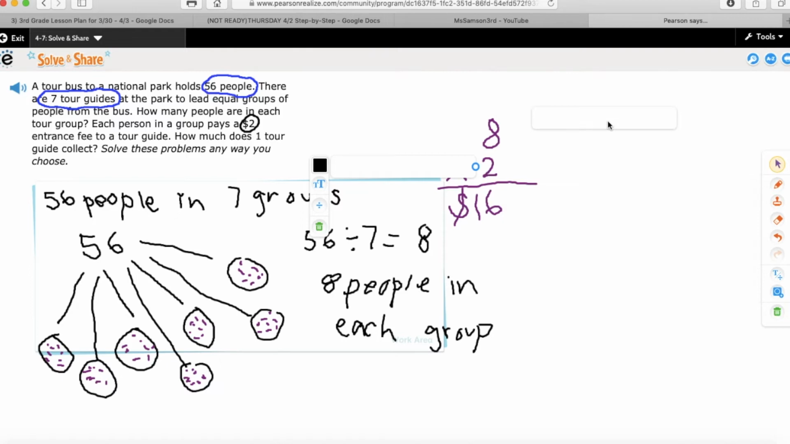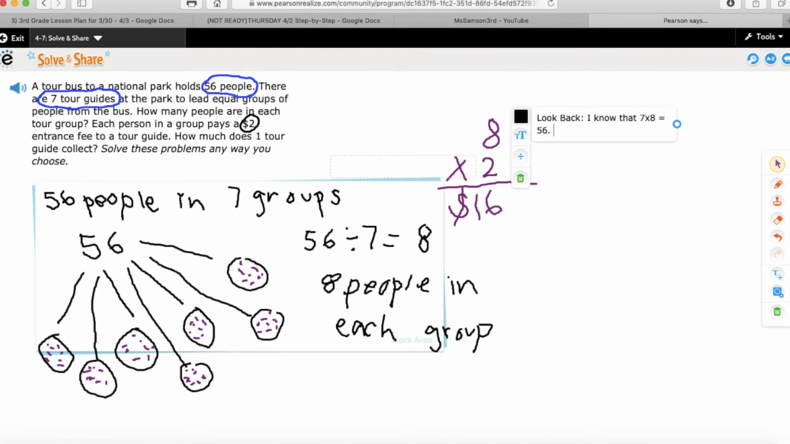If you have a different answer, go ahead and write that. This is your look back. So one way that multiplication can help you solve division is that multiplication is just another way to write division, or they are the opposite. So you can write, I know that 7 times 8 equals 56. So you know that they are related.